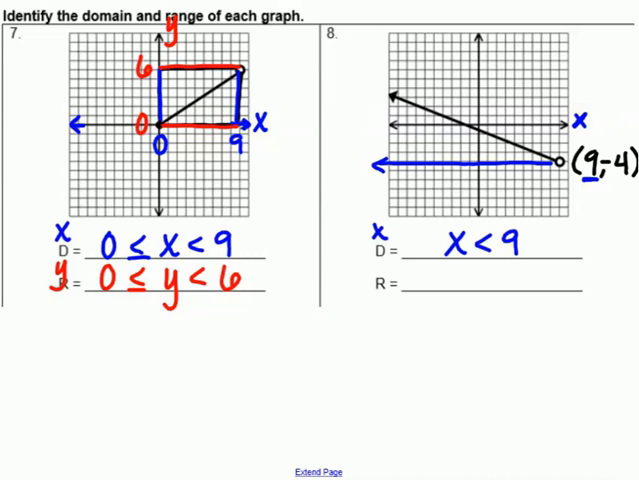Okay, for range, I'm interested in the y values, and I can see that my arrow is going up. As y goes up, it gets bigger, and that beginning y value is -4.